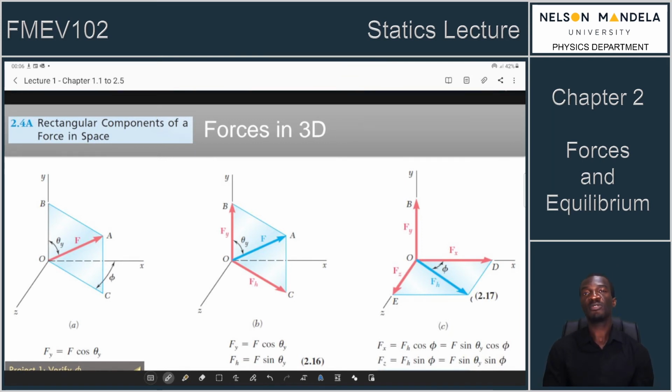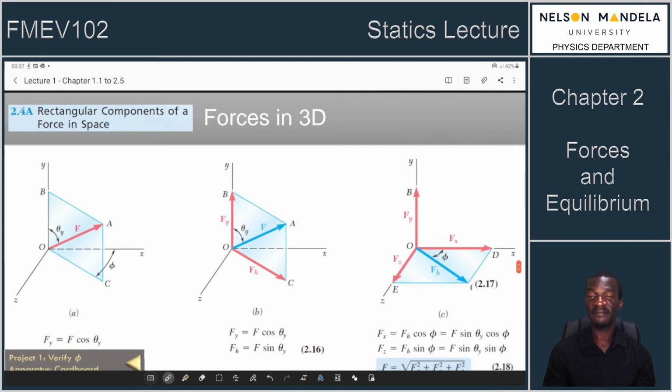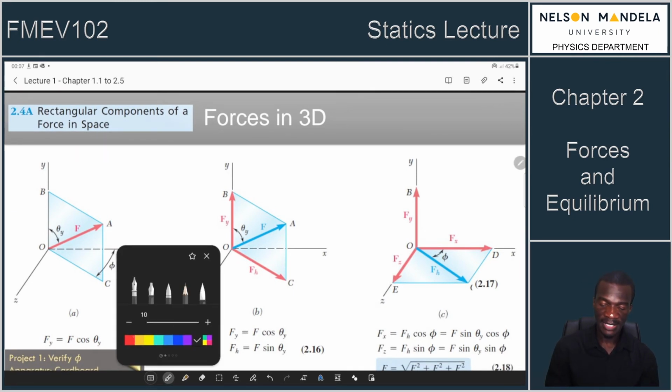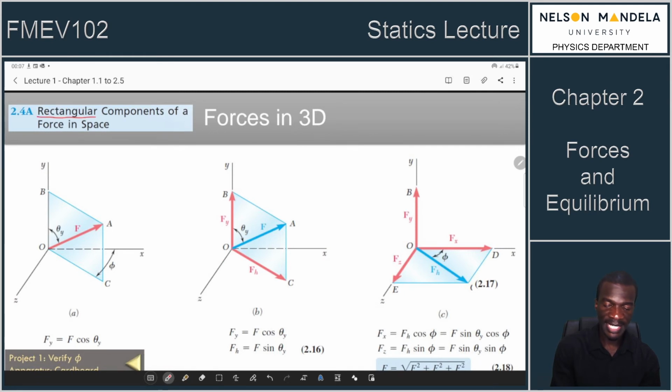Now we are moving to the 3-dimensional case. So this one is very important. For the 3-dimensional case, we start with the rectangular components of a force in space. This is a straightforward section because it's the same principle just applied with a 3rd dimension.